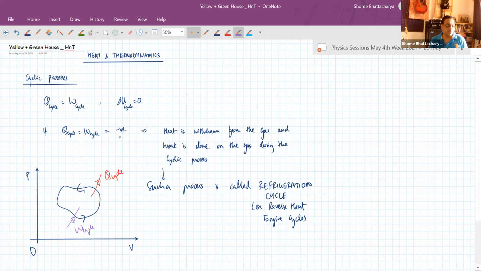Whereas on the other hand, if these two are positive quantities, then we are referring to a clockwise loop in the PV space. And in that situation, what is happening is heat is supplied to the gas and work is done by the gas during the cycle. So that becomes what is called a heat engine cycle, because heat is supplied to extract work from the gas. Here, work is done on the gas to extract heat, in working principle or in function.